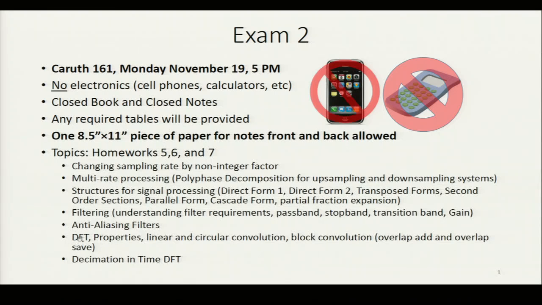And finally, the last few lectures: properties of the DFT, linear and circular convolution, block convolution. The properties are going to be on the sheet. Any required tables will be provided, so you don't need to memorize any of those properties or waste space on your precious paper. If you need a property, it will be on the exam and in the table. And we talked about how circular convolution can accomplish the goal of linear convolution, so make sure you have that under control.